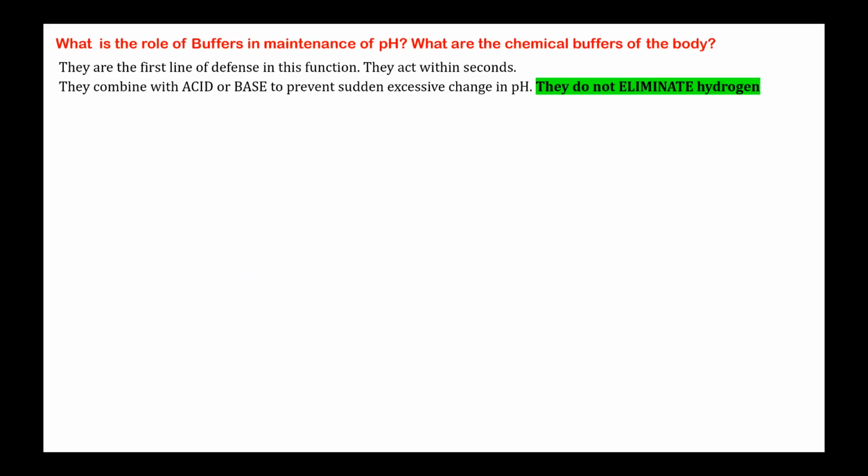Regarding the role of the buffer system, they act within seconds, and they combine with acid or base to prevent sudden excessive changes, but they do not eliminate hydrogen from the body. They just change the nature of it by combining themselves with that excess acid or base, but they don't remove them from the body. But your respiratory and renal systems help to eliminate hydrogen or bicarbonate from the body by their effect on excretion.